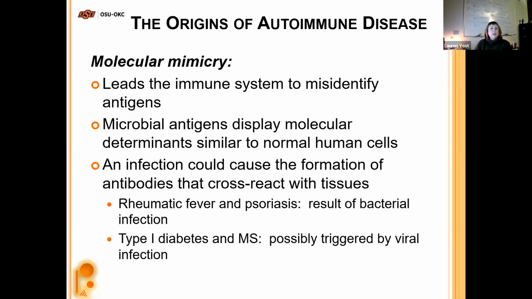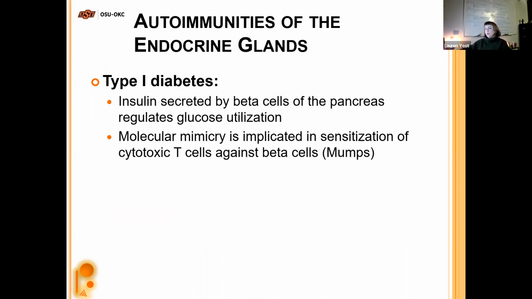We also have the concept of molecular mimicry. We have the immune system misidentifying antigens, because microbial antigens can display molecular determinants similar to normal human cells. So we attack the microbe, it looks like our cells though, so now we're attacking our cells as a result. We see that with rheumatic fever, which tracks with what I know about it. You can also have the reaction to an infection causing cross reaction to the tissues around where the infection is happening.